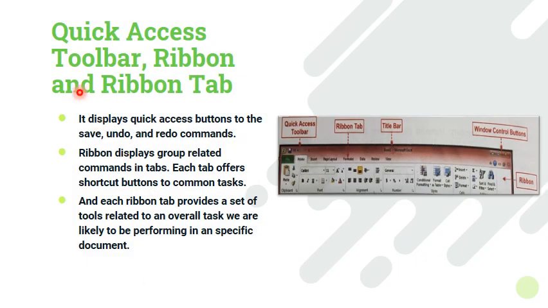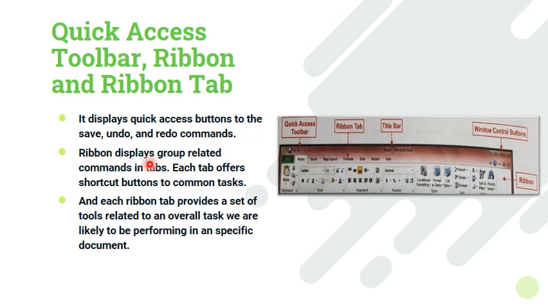Next is the quick access toolbar, ribbon and ribbon tab. The quick access toolbar displays buttons like save, undo and redo commands. You can use these commands to quickly save your work or to use the undo or redo buttons. This is the quick access toolbar. You can see in the image, this is the quick access toolbar. In this quick access toolbar, you have only three options that are save, undo and redo. And you can change these buttons also according to your choice.